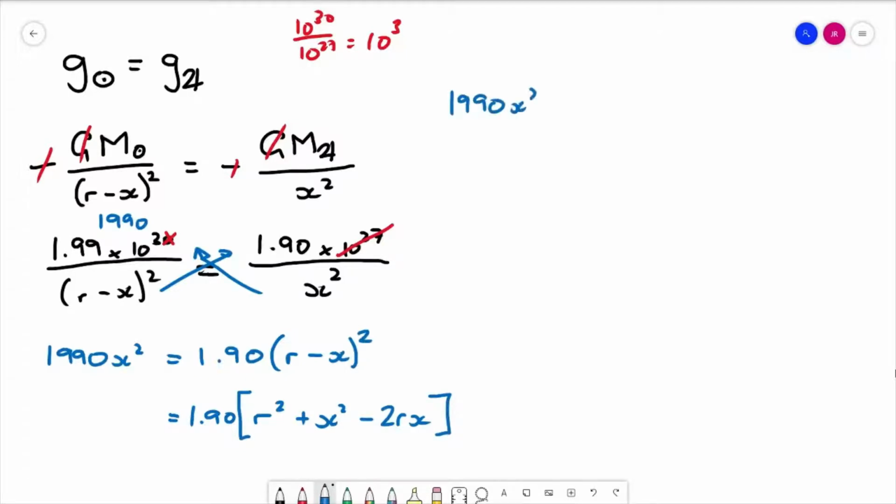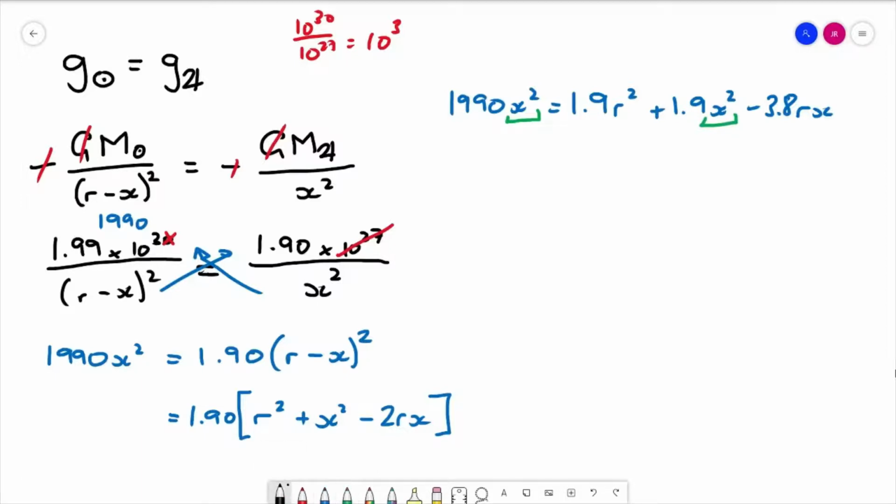1990 x squared is equal to 1.9 r squared plus 1.9 x squared minus 3.8 rx. Now we can see that we've got the makings of a quadratic here. Remember that r is known, and we'll talk about that in a moment. R is known, x is the unknown, so we've got the x squared terms here and here.